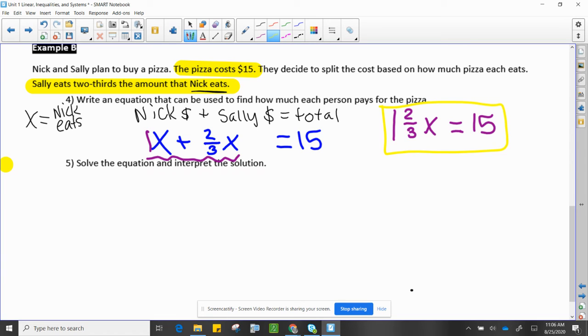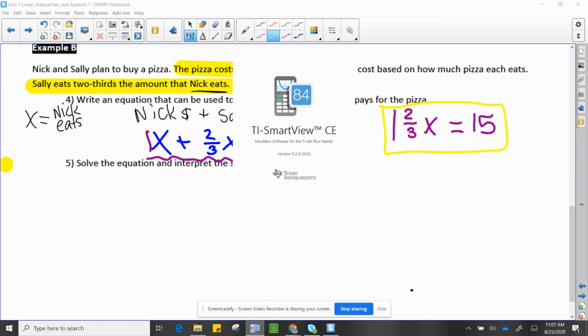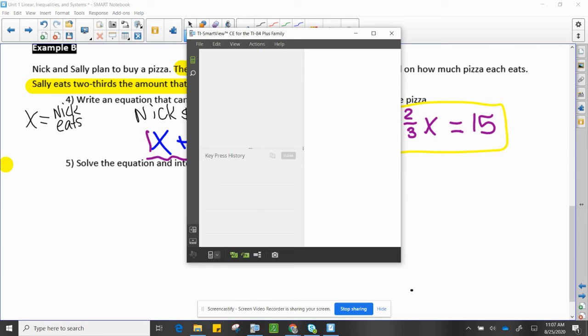So in number 5, they want you to solve the equation. So let's see what we get here. Now you can turn this into an improper fraction if you want. I'm just going to leave it the way it is and just use my calculator. I don't need to work more than I should. So basically what we have to do is divide by 1 and 2/3. Okay, not too bad.